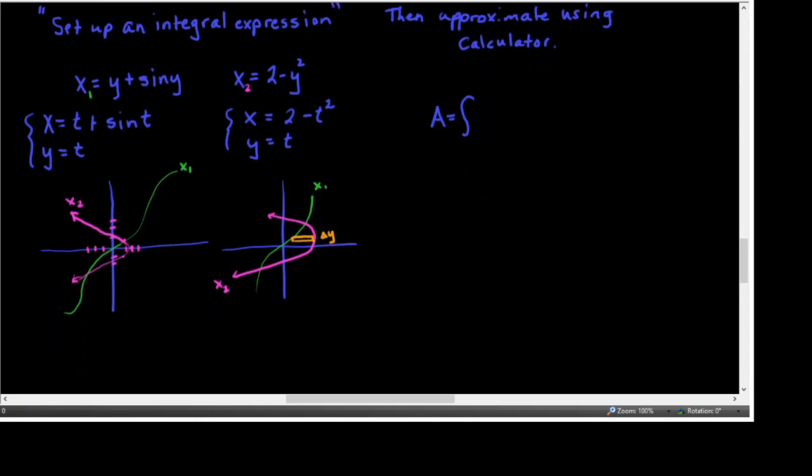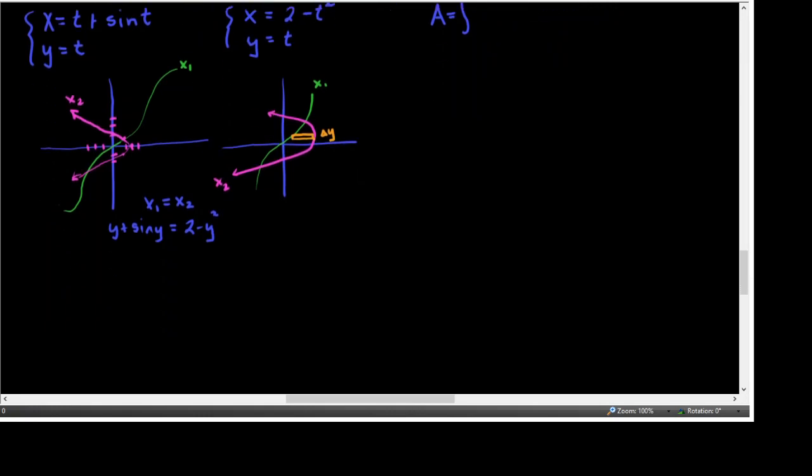So to find that, I'm going to set x sub 1 equal to x sub 2, which is where they will intersect. Their x's will be the same. So by substitution, that's y plus sine of y equals 2 minus y squared. Well, unfortunately for us, that is not something that you know how to solve algebraically. A mixture of a polynomial and a trigonometric function is typically not something that you would be able to solve using your normal algebra techniques.